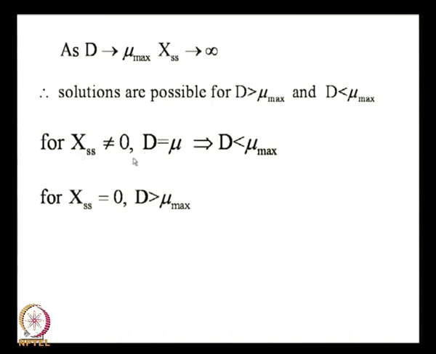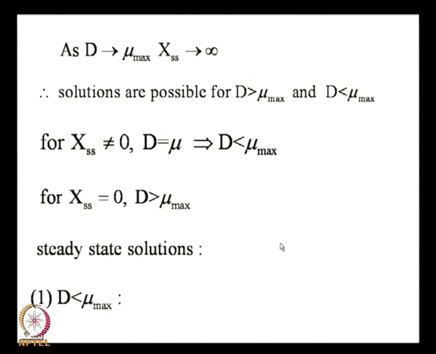So, for x is not equal to 0, D has to be less than mu max, clear, not necessarily from the mathematics, but from the physics of the problem. D has to be less than mu max, because if D is greater than mu max, then XSS is 0. So, my steady state solution is that for D less than mu max, I have my steady state solution as this, and for D greater than mu max, it is 0. Okay.